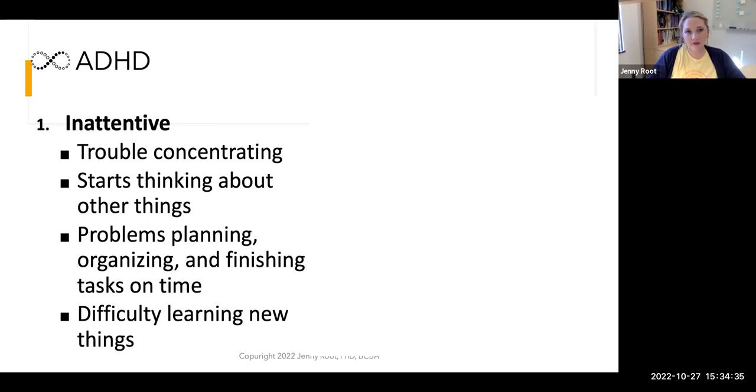So inattentive is one type, and these individuals may have trouble concentrating because they just start thinking about other things. I call it having too many tabs open in my brain, right? So doing this task is going to make me think about this task and this task in my brain. It's hard to maintain attention. And so then that's going to impact planning, organizing, and finishing tasks on time.